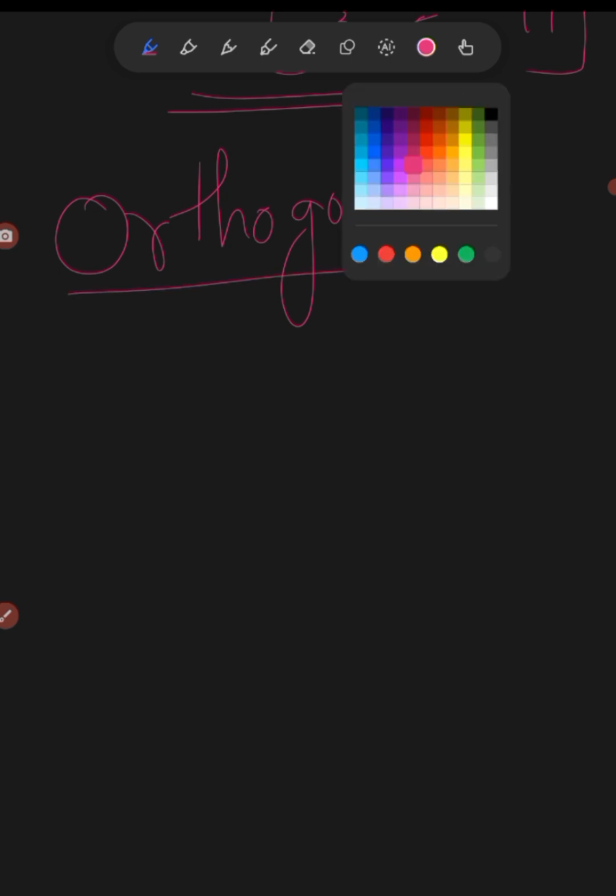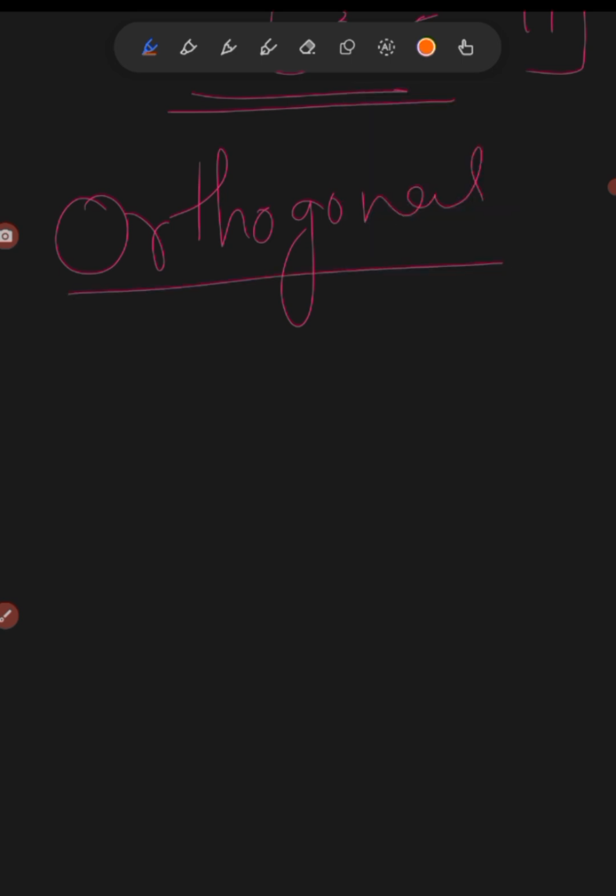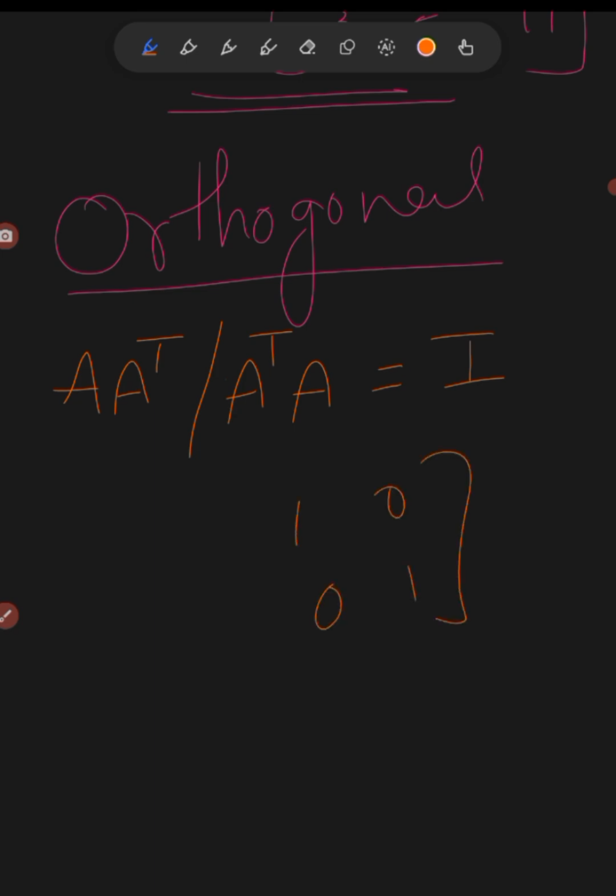Okay, let me tell you what orthogonal means. Orthogonal means the product of A into transpose of A, or transpose of A into A, equals the identity matrix. Identity matrix means 1, 0, 0, 1. This is known as an identity matrix.